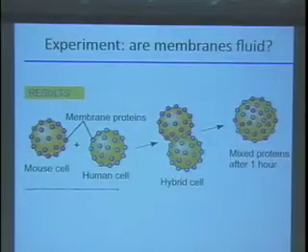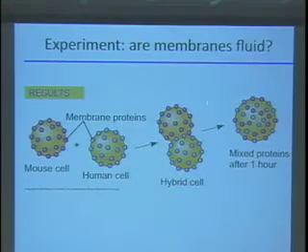Okay, and then here's another really interesting experiment. This was done, again, back in the 70s by Michael Edidin at Johns Hopkins and his colleagues. The experiment they did was the following. They took mouse cells and labeled membrane proteins on the mouse cell with one type of dye. Then they took human cells and labeled membrane proteins on the human cell with a different type of dye. And then they fused these cells to form a hybrid cell.